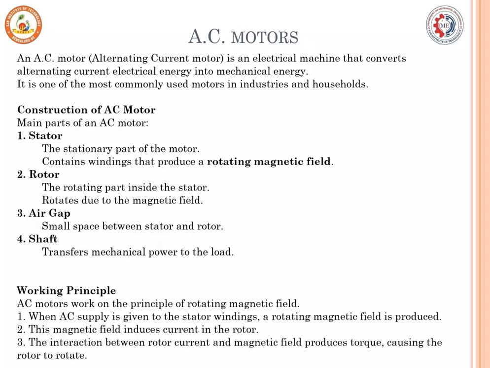The working principle: when the AC supply is given to the stator windings, a rotating magnetic field is produced. This magnetic field induces current in the rotor. The interaction between the rotor current and the magnetic field produces torque, causing the rotor to rotate. Like this, the AC motor works.